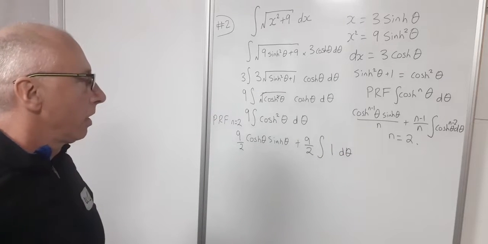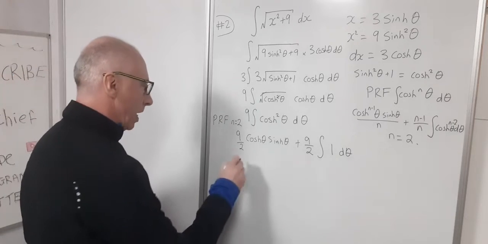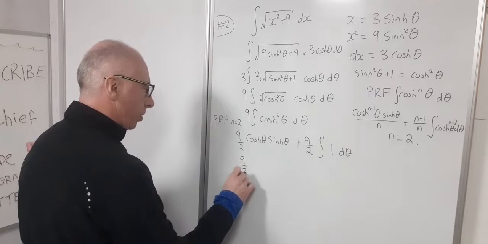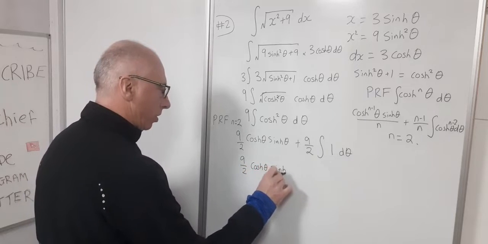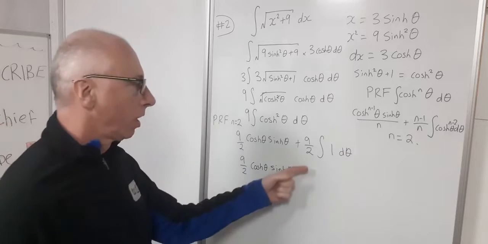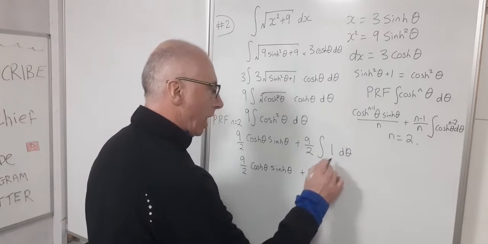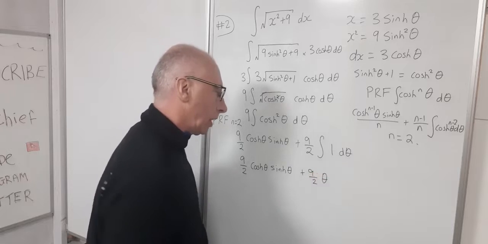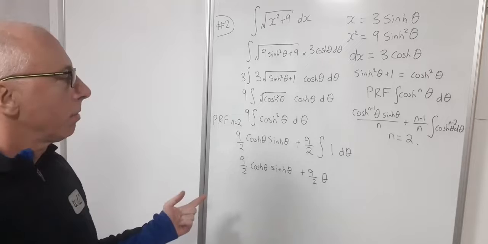Okay, right. So I can integrate this, that's just theta. So let's just do that. So now I've got 9 over 2 cosh theta sinh theta plus 9 over 2 times theta. Okay, now that's in terms of theta, so that's not going to be my final answer.